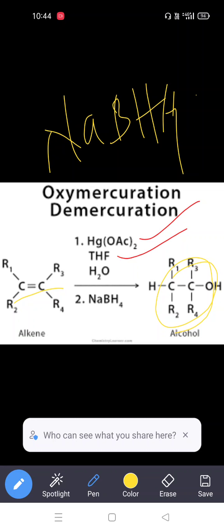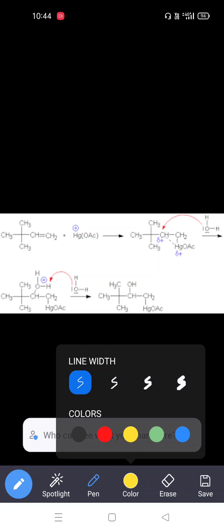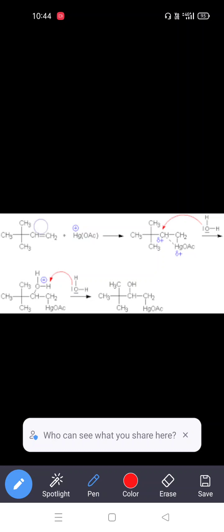Let's see. So for example, here we take a substituted alkene. So that is a substituted alkyl we are taking. Here this carbon has a positive charge, this carbon has a negative charge. Because the most substituted carbon is always more stable as a carbocation. The less substituted carbon, the carbanion is stable according to the inductive effect.